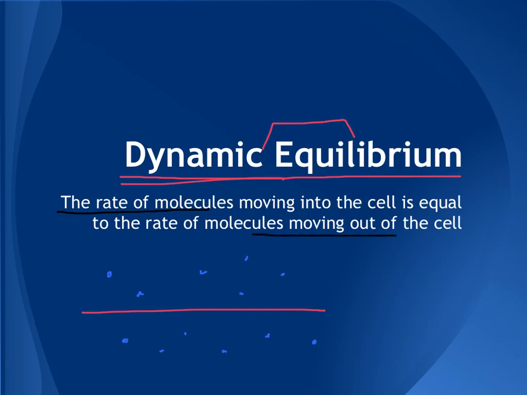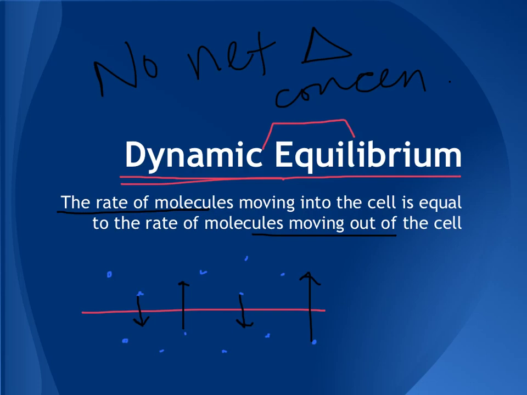So for example, if this molecule here were to move in, then if it was in equilibrium, as it moves in, there's probably another molecule moving out. And if there's another molecule moving in, we have a second molecule moving out. So for every one molecule moving in, we have another molecule moving out, so that we have no net change. Delta is change, no net change in concentrations. So a dynamic equilibrium means that there's no net change in concentrations of solute or of molecules.